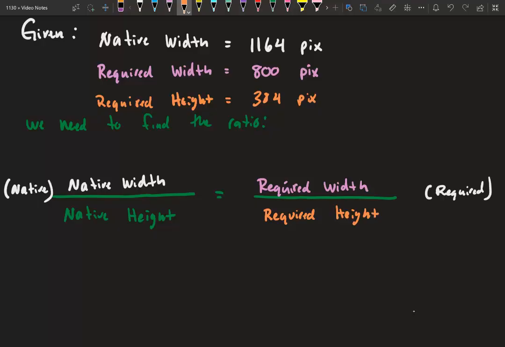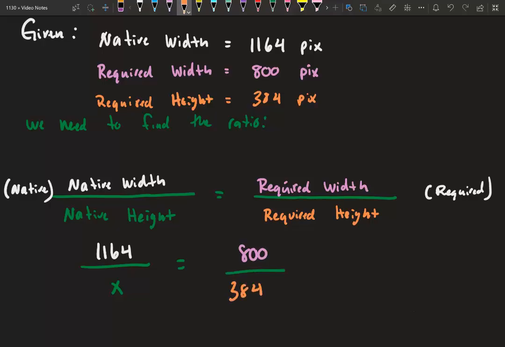So you see how on the left we have native width over height. On the right we have required width over height. You want things to always match up. So writing it out before you fill out the proportion is super helpful. Our native width is 1164. Our native height we don't know. Our required width is 800. And our required height is 384.